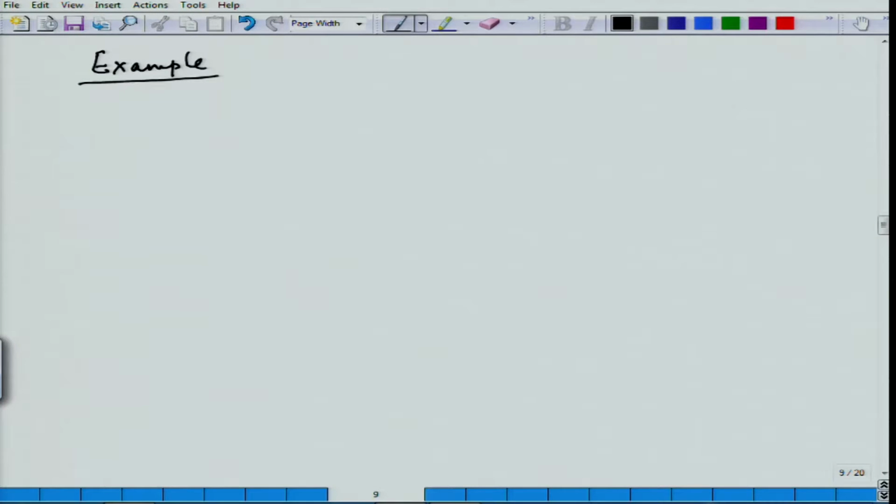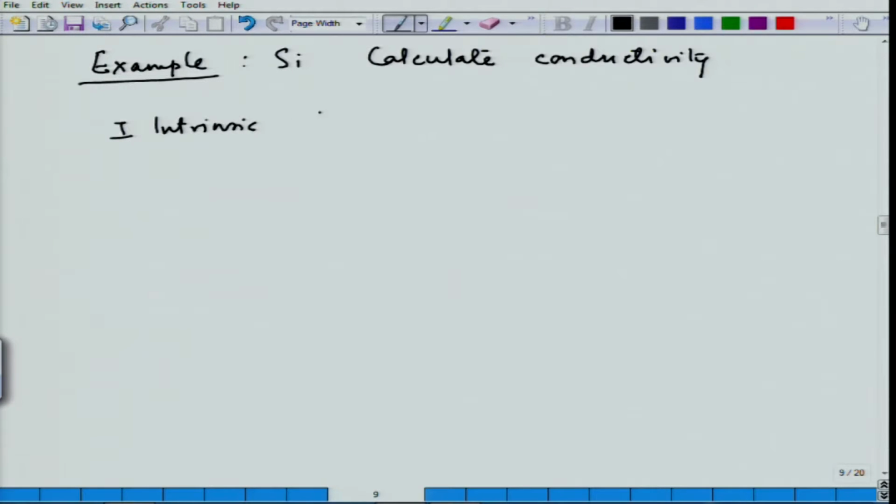We take an example here for intrinsic silicon, and based on our discussion so far, we are going to calculate the conductivity first for intrinsic silicon at roughly room temperature. So, what would be the conductivity?